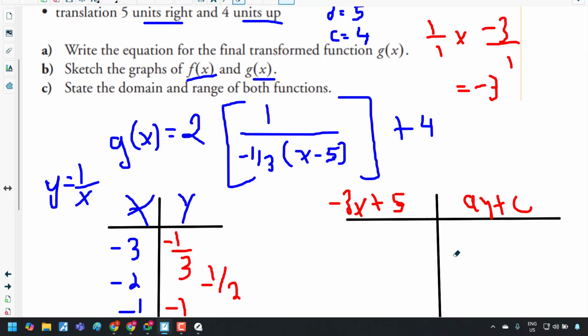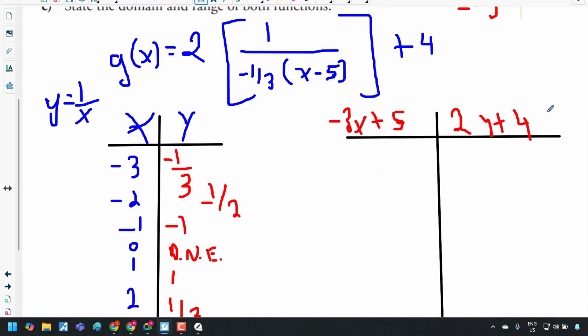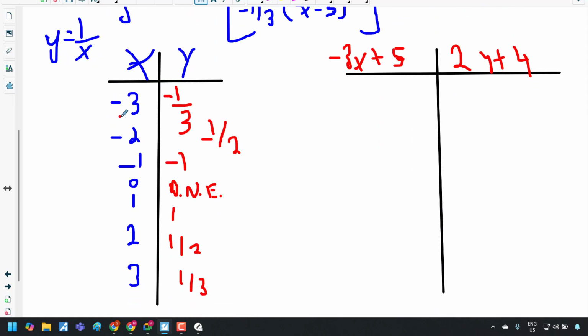And then ay plus c, what's a? Do you know what a is? And then what's c? Perfect. Once we have our mapping notation, let's plug these values into our equation. So -3 goes into x. What's -3 times -3? 9. 9 plus 5 is 14. Perfect. And then you just keep doing that for all of them.